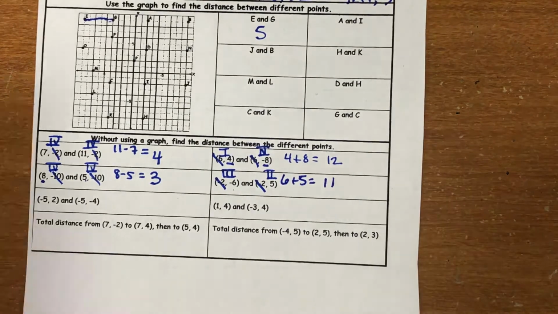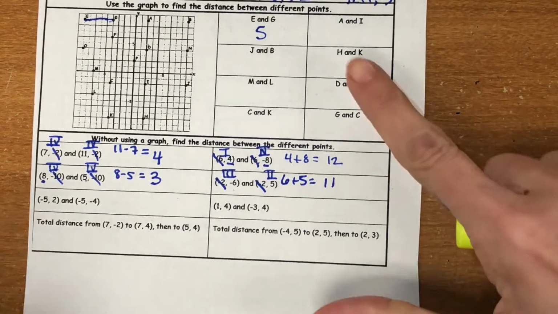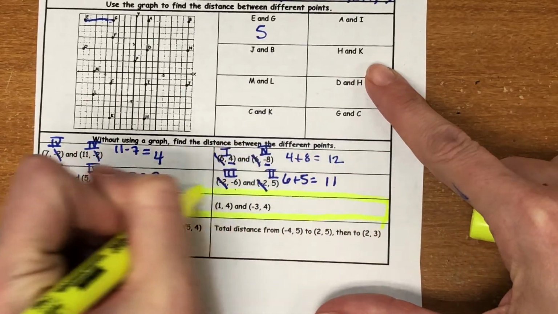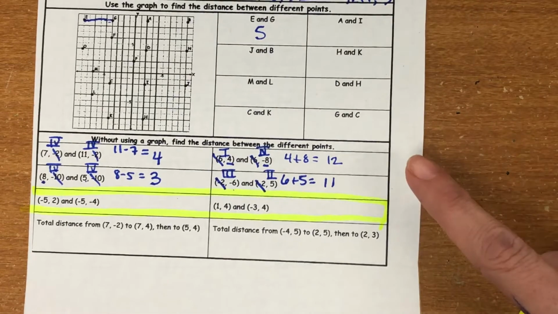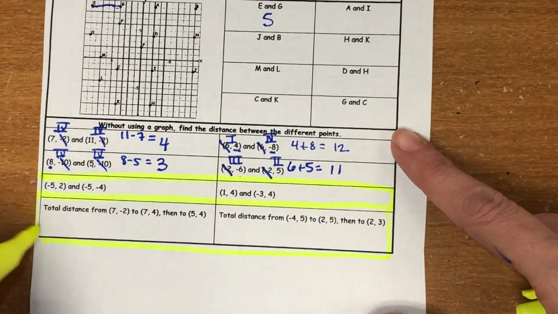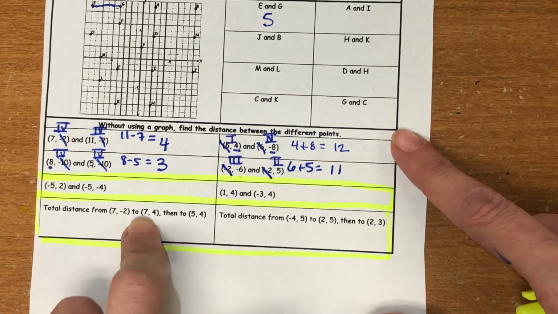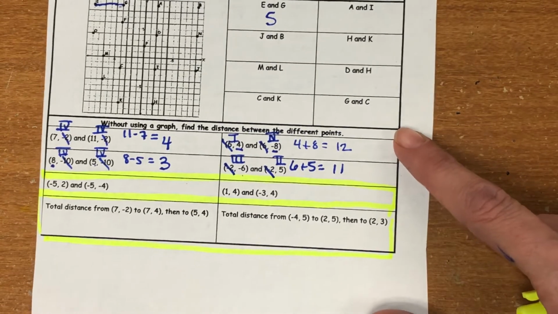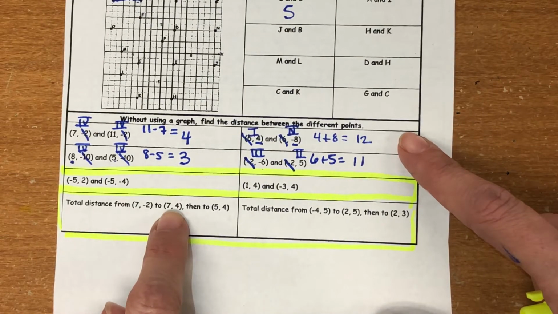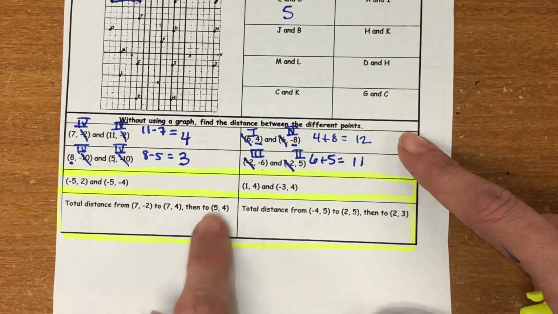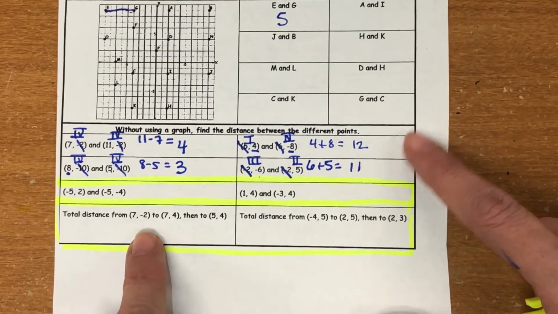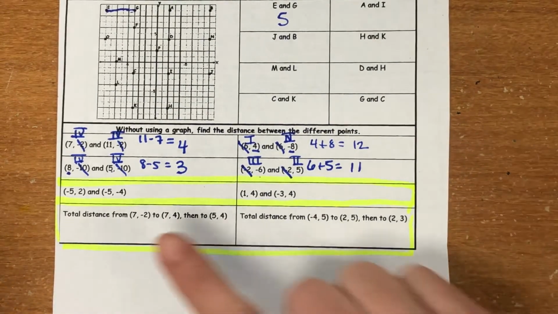Okay, you try these on your own, these two right here, okay? You go ahead and do these two, okay? And then you try the bottom, this one right here, total distance from here to here and then to here. So actually you are finding the distance between these 2 points, right? And then these 2 points, and then you're going to add the 2 together. Okay, so for example, I'll just do this one.